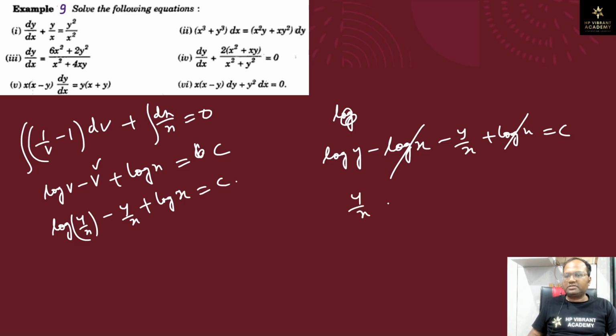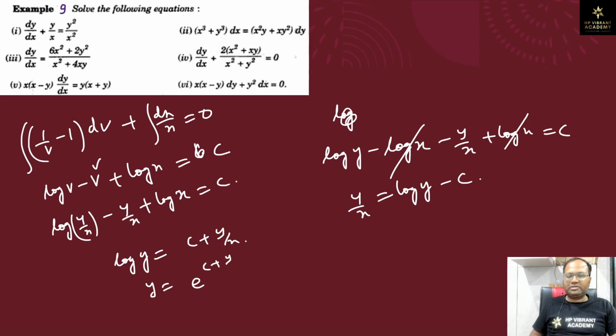So y upon x we can take to the RHS side, so log of y is equal to c plus y upon x. Okay, so y is equal to e to the power c plus y upon x. So this we can write as e to the power c times e to the power y upon x. Let us name this as c dash.